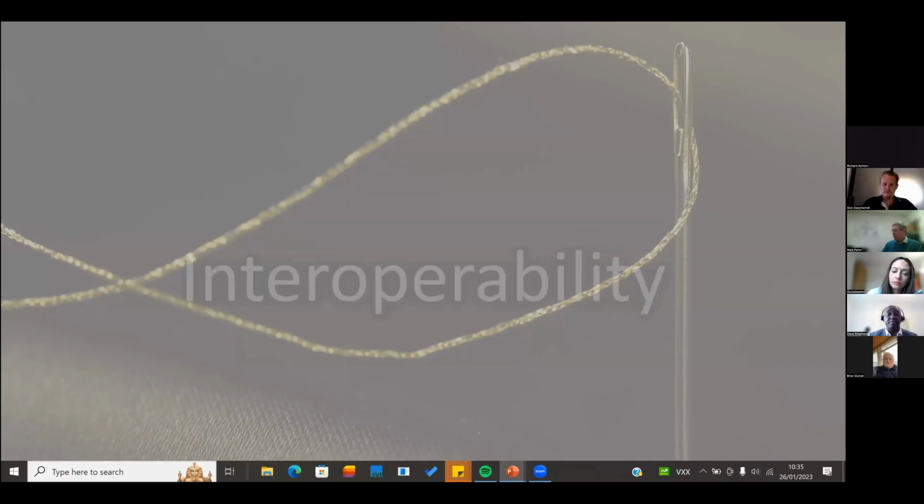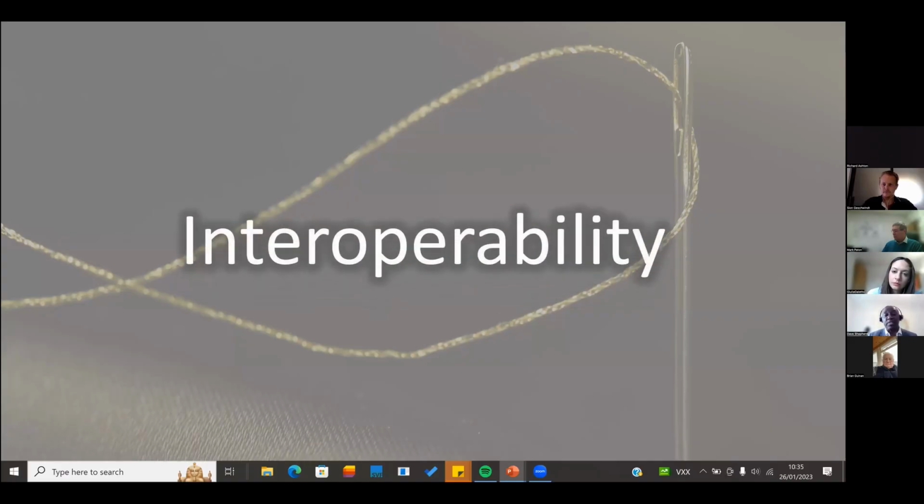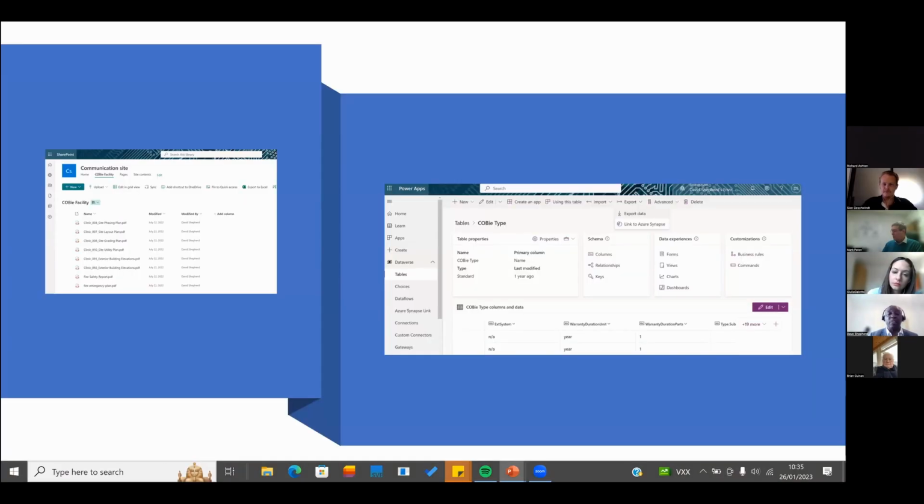And the final piece of this is interoperability. Well, interoperability means that you can bring it down to a lowest common denominator. And as you can see here, because it's running on top of SharePoint, there's the ability to export the data that is stored in SharePoint. Alternatively, you can export the tables that underlie all of that data that you've just seen.